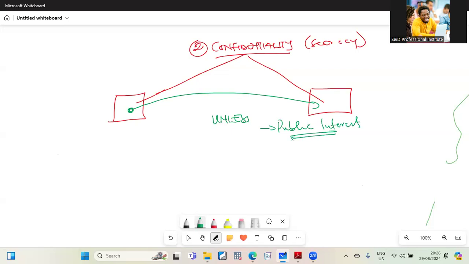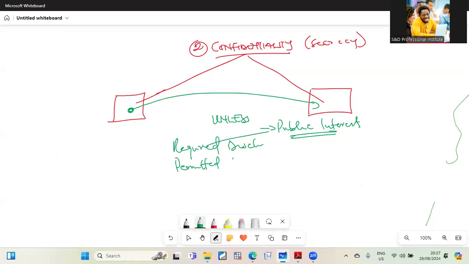You have to report it. All right, that is that. Other than that, the others, you need permission. So we have required disclosure and we have permitted disclosure.